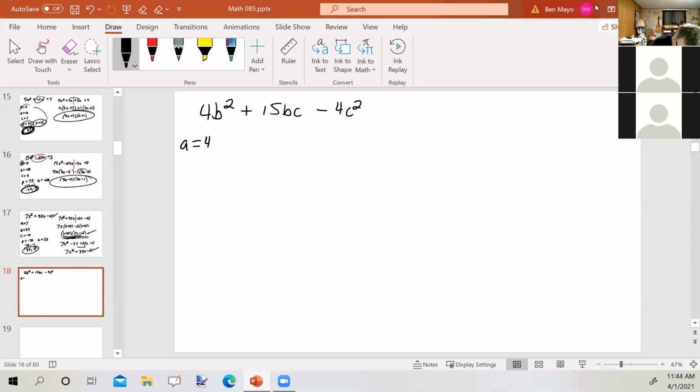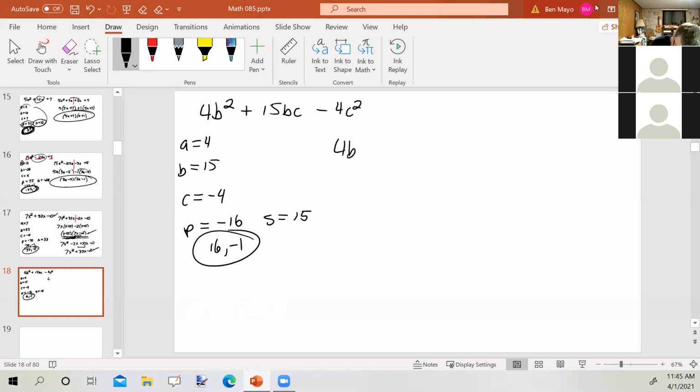So a is 4, b is 15, c is negative 4. The product is a times c, or negative 16, and the sum is 15. So we've got a negative product. That means one of the numbers has to be positive and one of them has to be negative. The sum is positive, so the bigger number has to be positive. How about 16 and negative 1? Bingo. There's a product of negative 16 and a sum of 15.